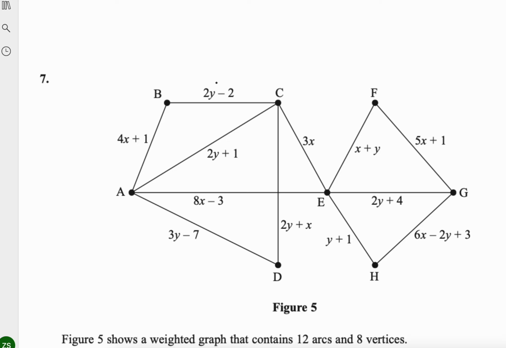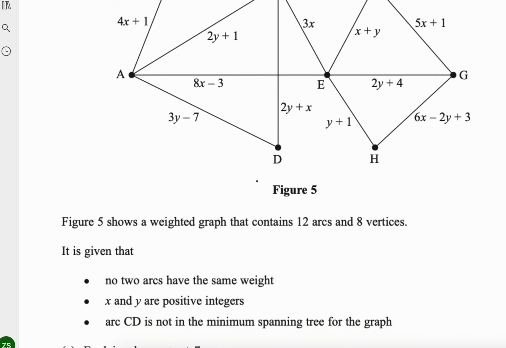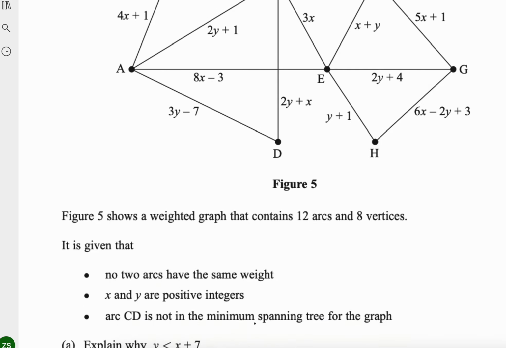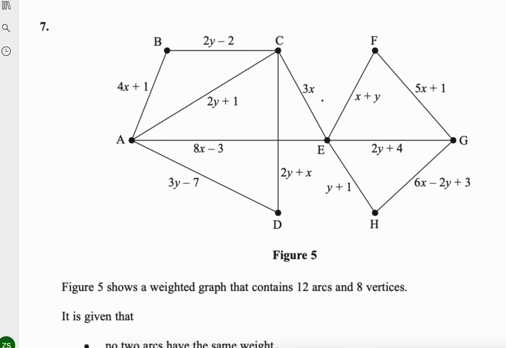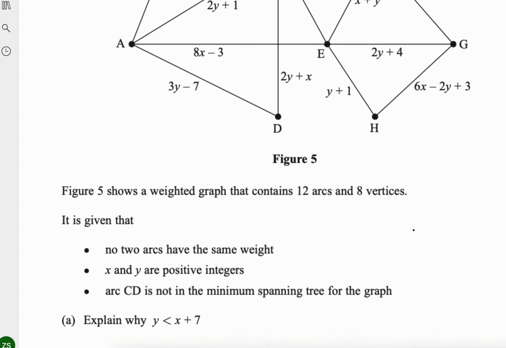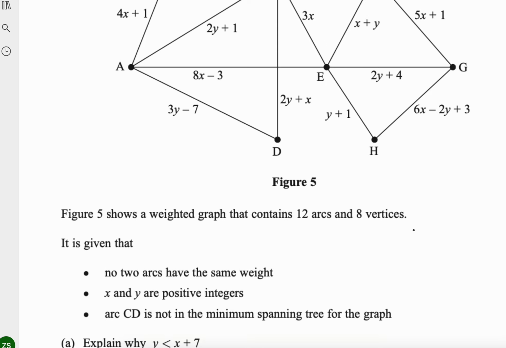More than 1, yes. Arc CD is not on the minimum spanning tree. Explain why Y is less than X plus 7.